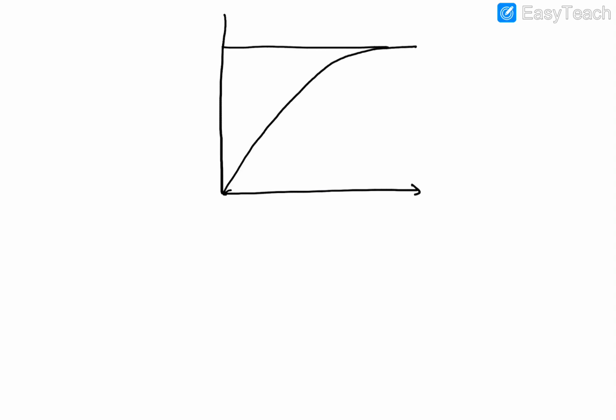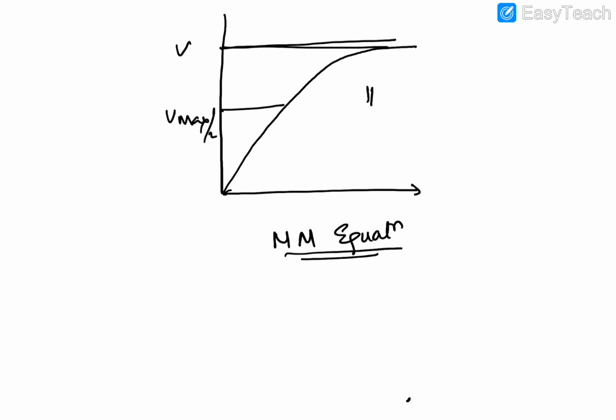Now, when we are statistically calculating the Vmax and the Km in the Michaelis-Menten equation, it is actually difficult to mathematically find out the Vmax and Vmax by 2 in a hyperbolic curve. In a hyperbolic curve, it is difficult to do it, because it has been seen that even if we keep on increasing the substrate concentration, this particular hyperbolic curve never actually reaches Vmax.